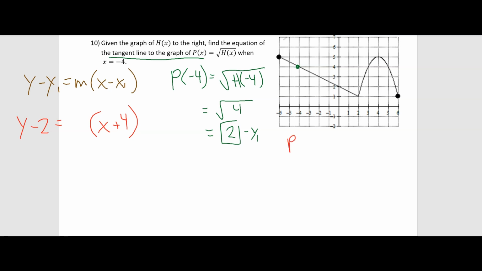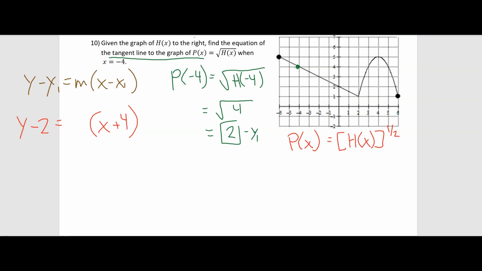So p prime of x, actually let's rewrite p of x first. Whenever you see a radical, again, I like to just rewrite it using an exponent because then we can use the power rule. So I get h of x to the power of 1/2, because that's what square root means. So this is one of the easier chain rules. Again, I'm not going to go through all the steps. I'm just going to say it out loud.